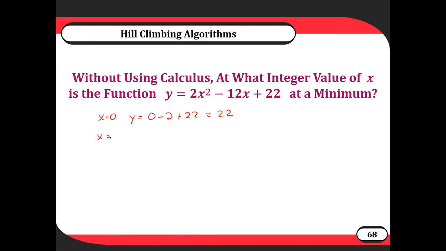So let's take now x equal to 1. And we get 2x squared equals 2, minus 12, plus 22. And that is equal to 12. And then I can take x equal to 2, and now y is equal to 8 minus 24 plus 22, which is 6.